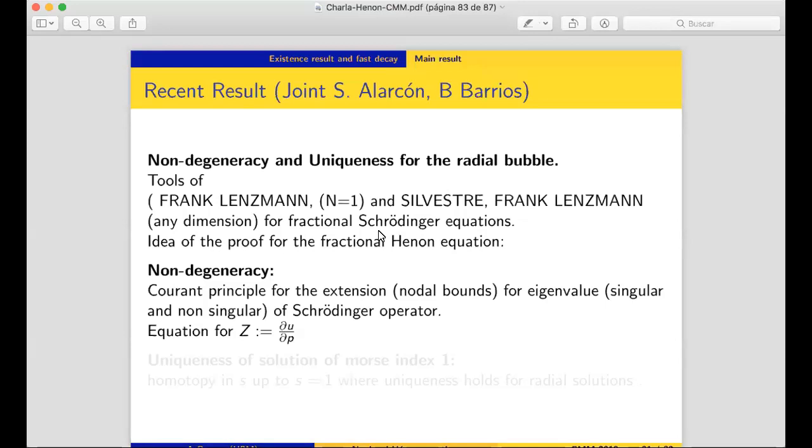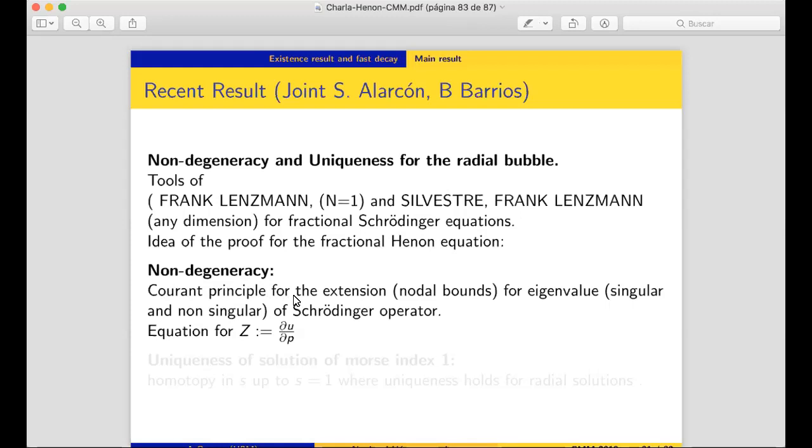Let's talk about uniqueness. The idea is to use the result by Silvestre, Frank, and Lenzmann in dimension one. So the idea is somehow to linearize the operator, and then you need to study Schrödinger operators, even singular Schrödinger operators or singular eigenvalue problems, with Hardy-type weights, and to get the nodal bounds you use the extension and the Sturm comparison principle. So it's really for the fractional setting. The idea is to use the comparison principle for the extension, which works.